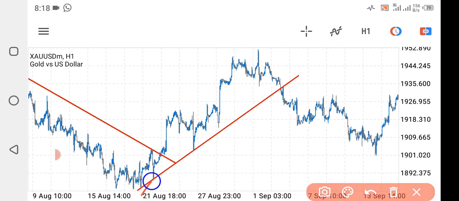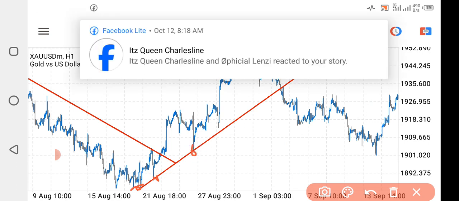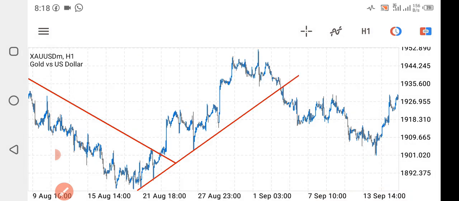The market is clearly in an uptrend right here. So what did the market do? This is our first touch, this is our second touch, this is our third touch. Just like what I told you guys, once you have your first touch, your second touch, your third touch, when the market is coming for your fourth touch, you wait for confirmation and then you jump in for the trade.